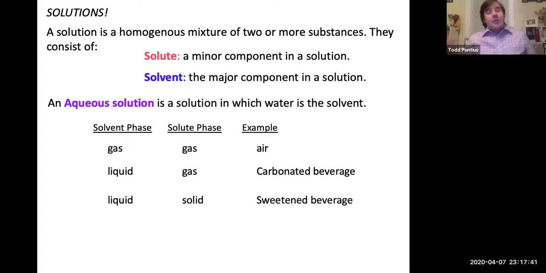We can dissolve solids into liquids. An example of that would be a sweetened beverage. If we want to get really crazy, we could dissolve both a gas and a solid into a liquid, and we could make soda, if you will, or pop. You can also make solutions with metals. So we can have a solid dissolved into a solid, and other solids as well. So for example, a metal alloy, something like brass, is metal dissolved into another metal.